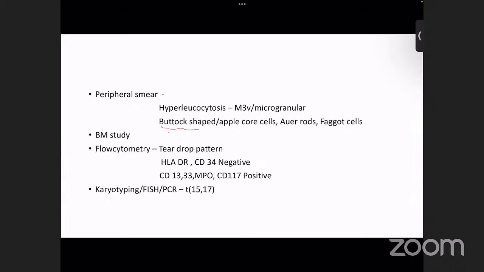So the butt-shaped cells, apple core, or Auer rods, faggot cells, all this can be asked, like Reed-Sternberg, as pictorial questions. Bone marrow is confirmatory, and when you do flow cytometry, you get a teardrop pattern. HLA-DR and CD34 negative is classical of APML. Other myeloid markers, CD13, CD33, MPO, CD117, etc. are positive. Okay, and karyotyping, FISH, PCR are confirmatory, translocation 15;17.